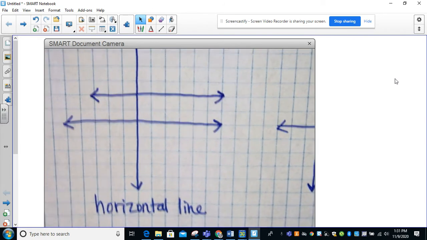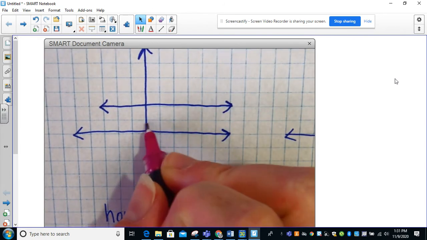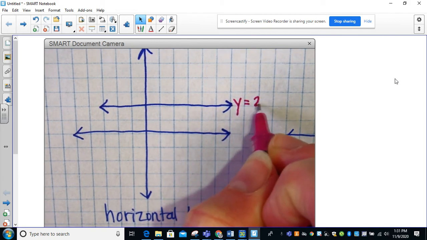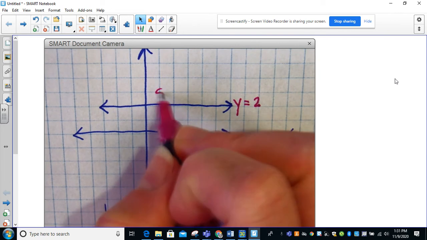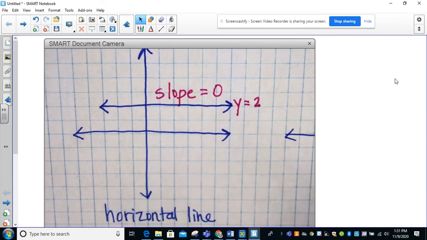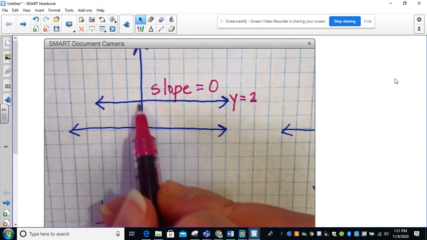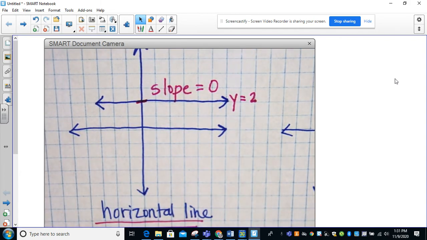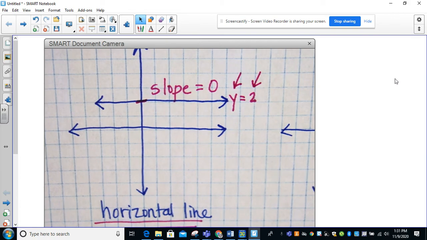Here, this is a horizontal line. For horizontal lines, the equation would be y equals 2. That's what that one looks like. And the slope equals 0. For all horizontal lines, the slope is 0. It's a flat line. And that one is crossing at 2 on the y-axis, so the equation would be y equals 2. Anytime you just have y equals a number, that's a horizontal line.